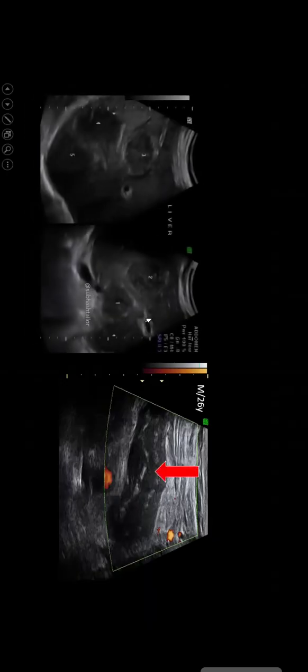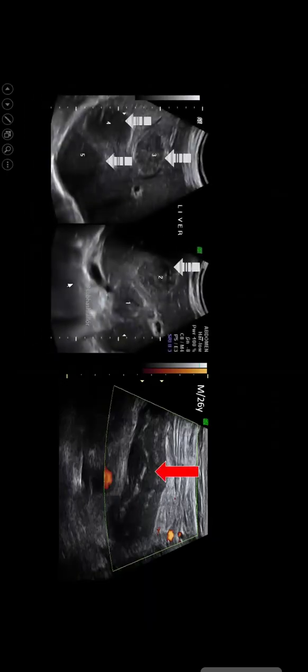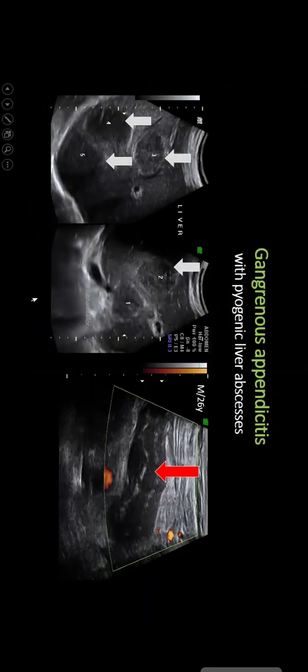Male 26 years, pain and tenderness, right iliac fossa, appendix, no color flow signals, interrupted submucosa, wall blood signature lost, gangrenous. The same patient is showing multiple liver abscesses. So multiple liver abscesses are pyogenic in nature because of the gangrenous appendicitis, formation of multiple pyogenic abscesses in the liver. So gangrenous appendicitis with pyogenic liver abscesses.